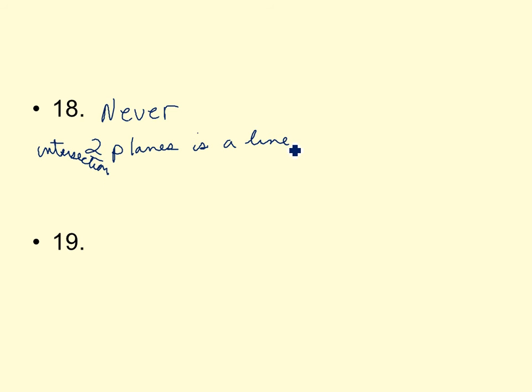Now if you have 3 planes, if you think about the 2 walls and the floor, those 3 planes could intersect at a point. They could come together at one little corner. So 3 planes could intersect at a point. 2 planes must intersect at a line.